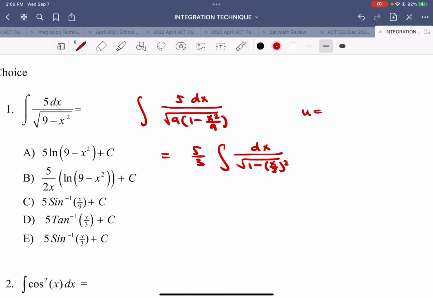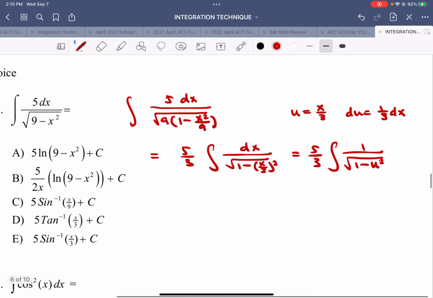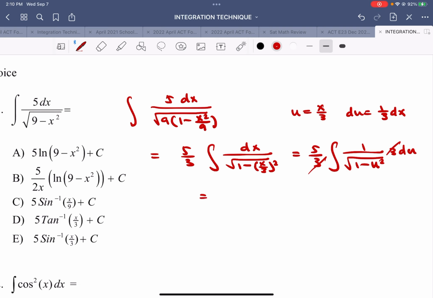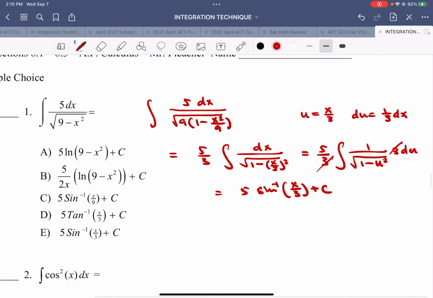Now let's say u sub, u is x over 3, then du equals 1 over 3 dx. So that becomes 5 over 3 integral 1 over the square root of 1 minus u squared. And then dx will be 3 du. But this 3 cancels out. So 5 inverse sine of u and then plus c. So answer E.